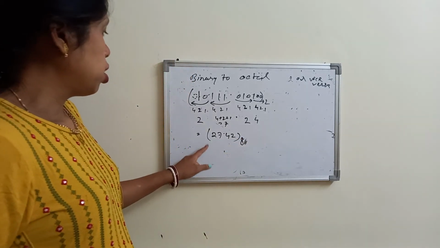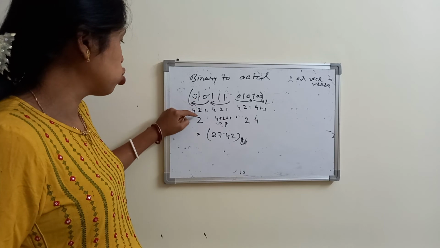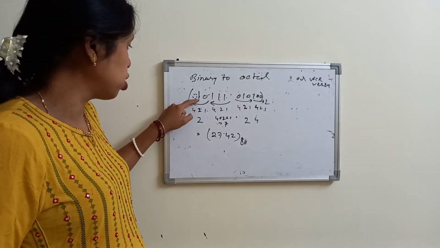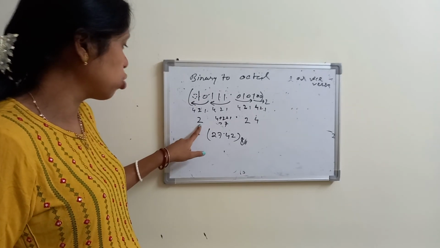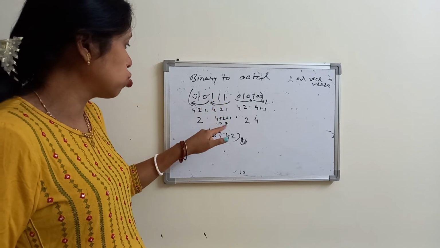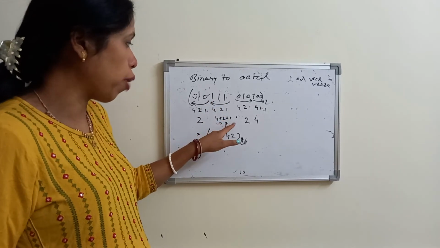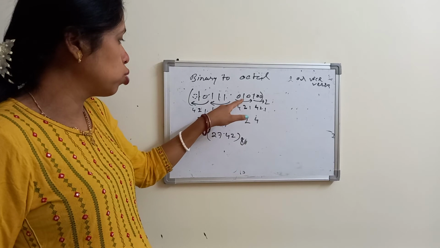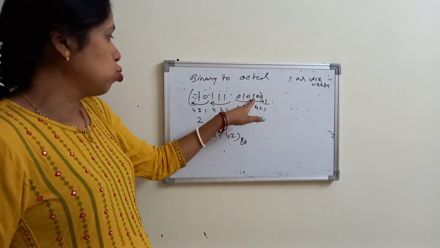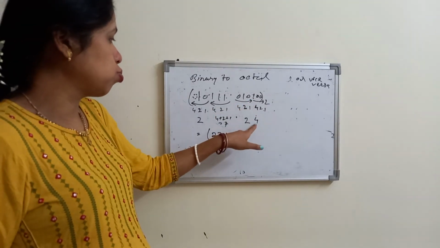Okay, right? So I am just adding the weightage of ones. Here only 2 is the weightage, here I am writing 2. Here all the numbers are related to weightage, so 4 2 1, right? Here 2 is the weightage, only 2. So here 4 is the weightage, 4.